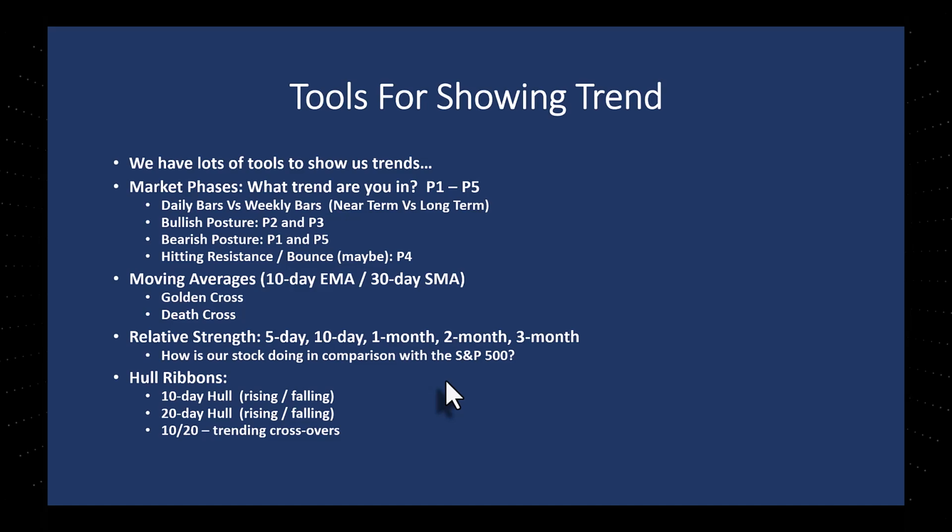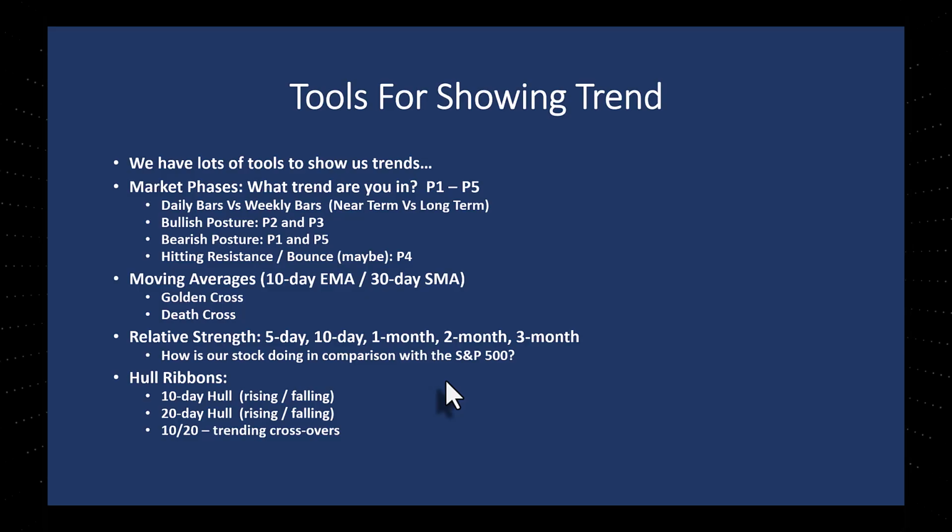We've got the market phases that show phases 1 through 5, and it turns out phases work both for daily bars and for weekly bars. And generally speaking, if you're in phase 2 or phase 3, or as James Boyd refers to them now as trend 2 or trend 3, that's a bullish posture, and you can generally count on the stock price going higher and higher. And likewise, if you're in a bearish posture with phase 1 and phase 5, you should be expecting the price to fall.